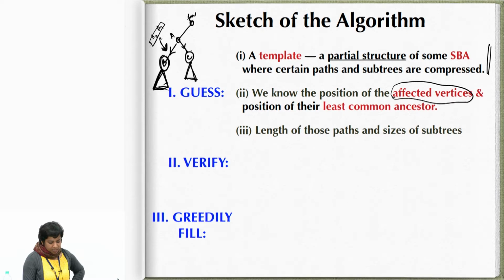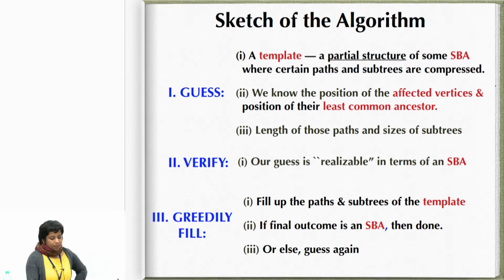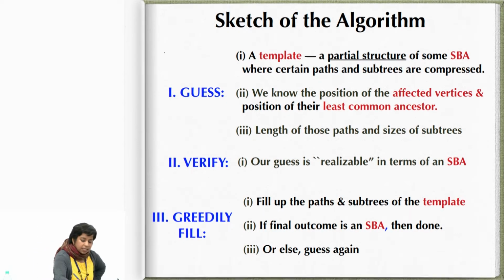The next step is that all these guesses must satisfy the SBA property and so on. If it does not, we discard that guess and move on to the next. So in the last step, the guessed structures that we made, like these paths that I guessed, let's say length AB, A pointing down to B.